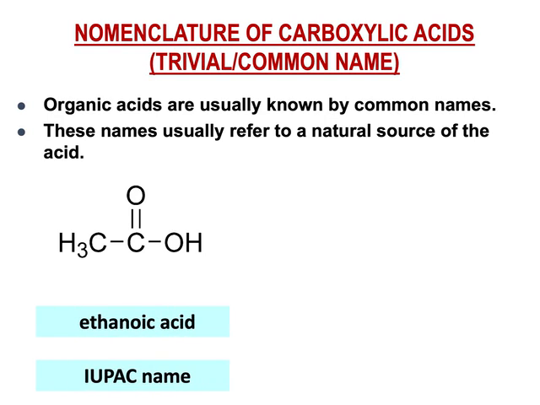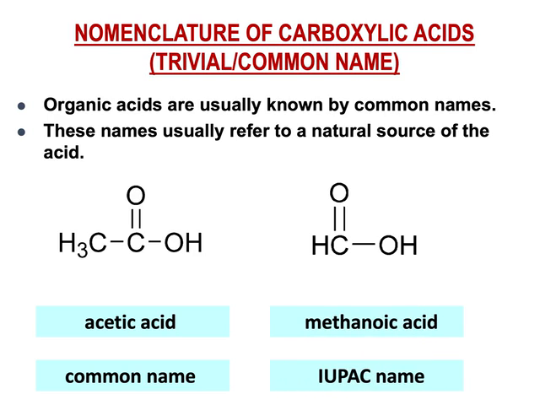So the next rule for IUPAC names is the trivial or common name for carboxylic acids. Some organic acids are usually known by their common names. Mostly in our laboratory, we not only use the IUPAC name, but we also use the common name of the carboxylic acid. So here are some examples of carboxylic acids with an IUPAC name, but we use the common name.